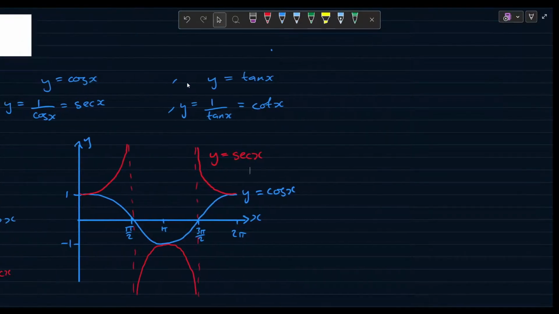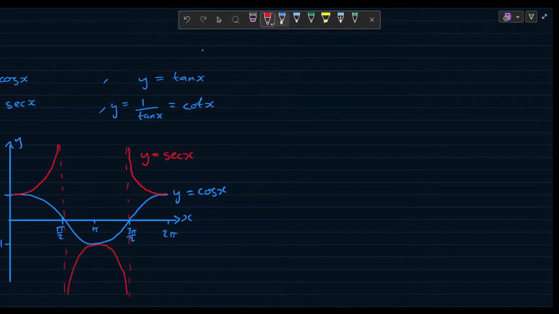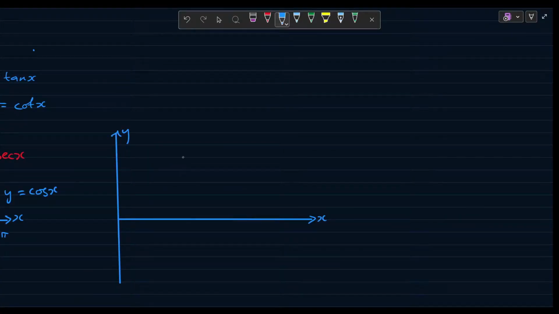Alright, finally we have tan x and cot x. So let's draw those two. We're going to start by drawing our y-axis, and then we've got our x-axis. So let's start by drawing the graph of y equals tan x. We know that y equals tan x is going to have an asymptote at pi over 2. So let's put pi over 2 here. Then we've got pi. Then another asymptote at 3 pi over 2. And finally we've got 2 pi.